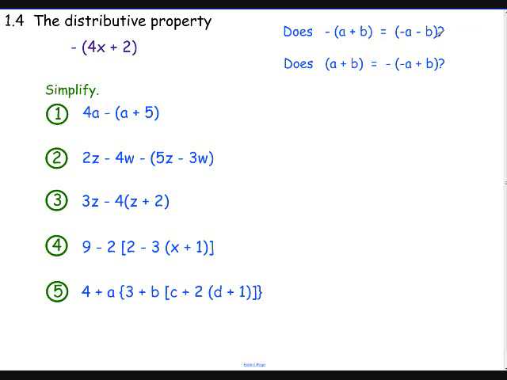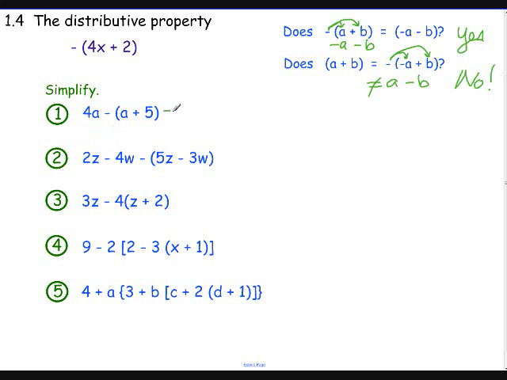Are these equivalent expressions? Well, let's see. That becomes negative A, negative B. So the answer is yes. How about this one? When we put that in there, let's see what happens. We end up with a positive A and a negative B. So this is not equal. This is a no.